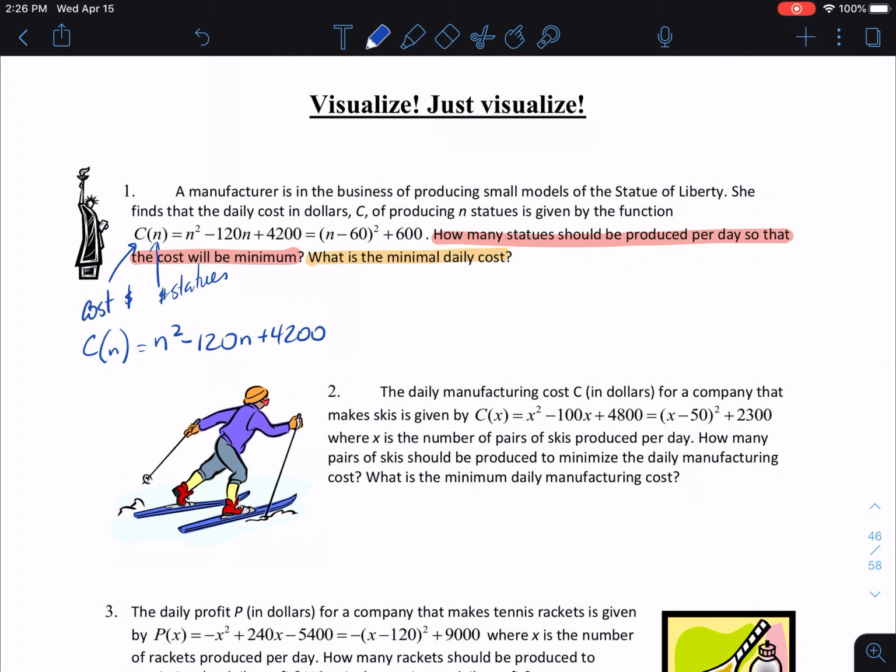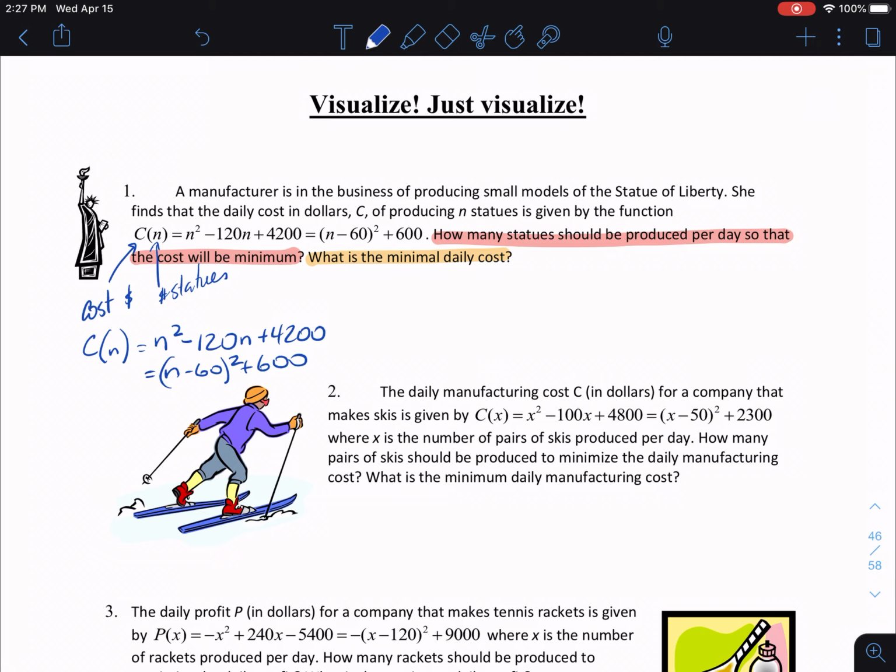So let's see. We have two forms of the function, because we're also told that the same function can be written as (n − 60)² + 600. So let's see what kind of information we might be able to find out from these two forms and see if any of that information will help us answer the question.